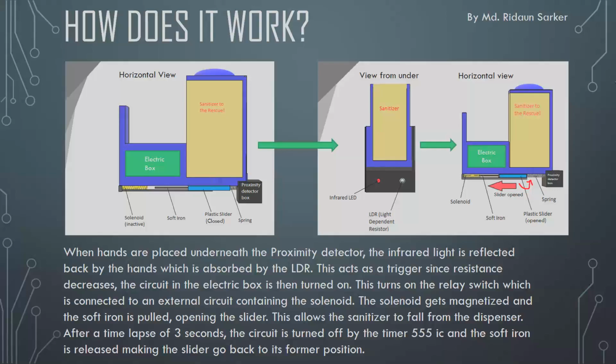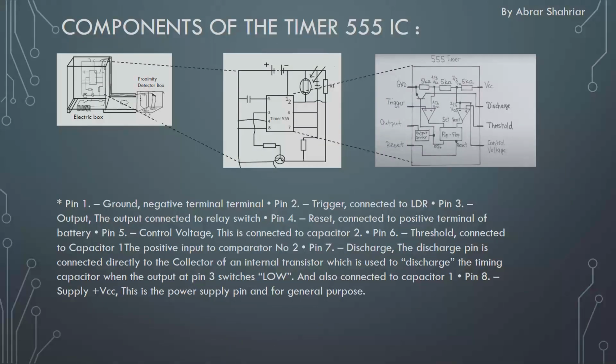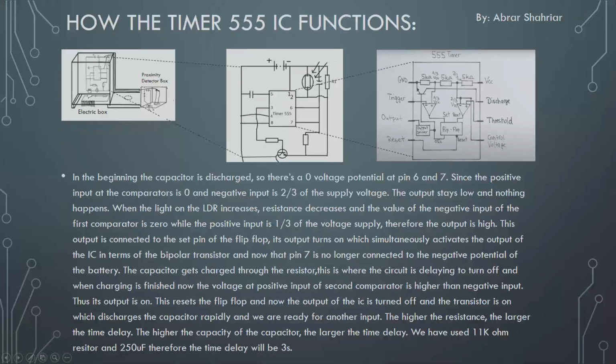The function of the timer might seem quite easy, but it is rather complicated. Now my team member, none other than Abrar Shariar, will describe how the timer 555 IC actually works. Thank you, Ridwan. As you can see, these are the components of the timer 555 IC. There are 8 pins in total, and each of them carries out unique functions.